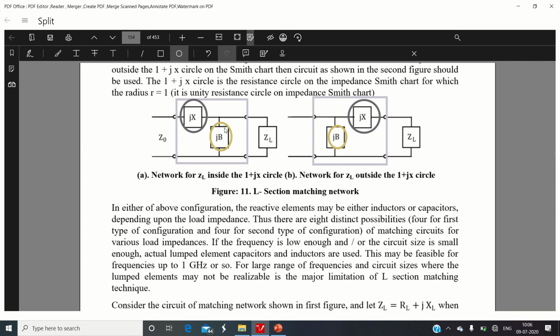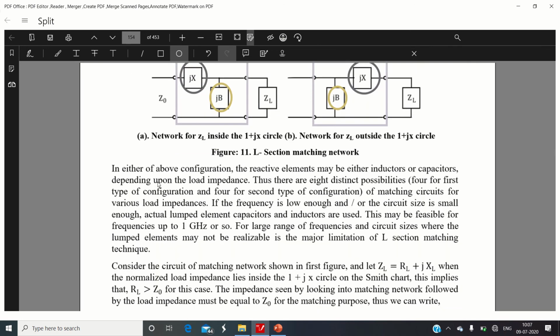Whenever we add a reactive element in parallel, we deal with susceptance, that is B, and whenever we add the imaginary part in series, it is treated as reactance. In the above configuration, the reactive elements will be either an inductor or a capacitor. So there are only two different ways to provide the reactive element.